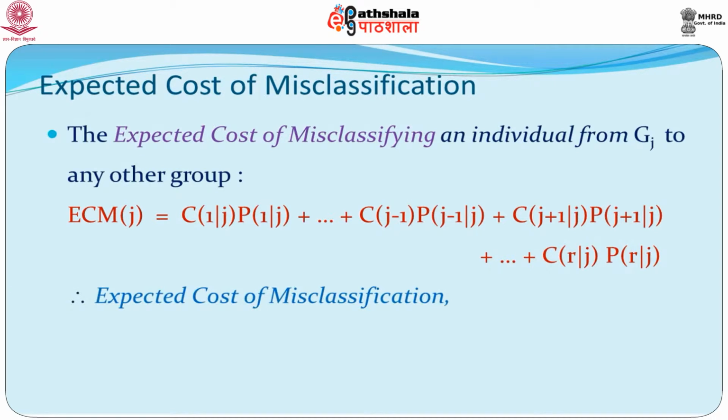Now, the ultimate expected cost of misclassification over all groups would be ECM, which is p1 times ECM1, and so on, up to pR times ECMR. This is because p1 is the probability of coming from the first group and ECM1 is the expected cost of misclassification of an individual coming from the first group. Similarly, pR is the probability of coming from the Rth group and ECMR is the expected cost of misclassification of such an individual.